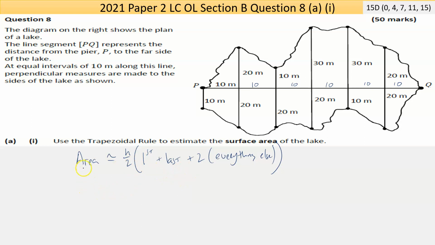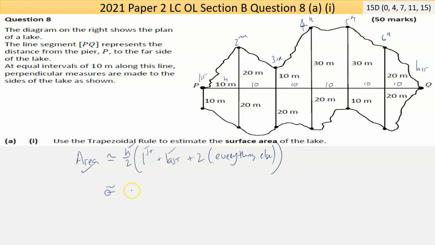Now in this formula, I'm looking for the area. I need to know everything else, as in the h, the first, the last. Now, this is my h. This is my first, second, third. This is fourth, fifth, sixth, and this is last. So I do know lots.